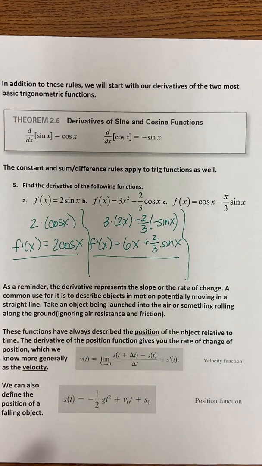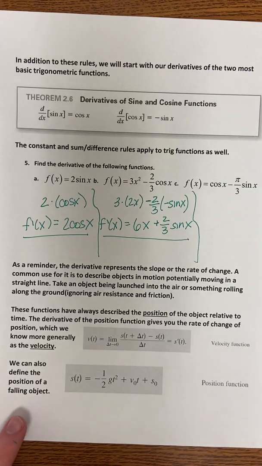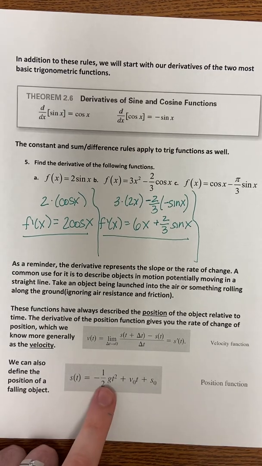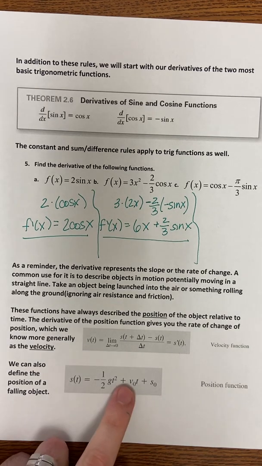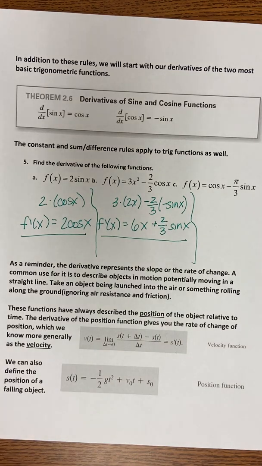We also know that the equation for defining the position of a falling object is negative 1/2 g t squared plus v naught t plus s naught, where g is our acceleration due to gravity, which should be negative 32 feet per second squared in terms of feet, or negative 9.8 meters per second squared in terms of meters. Initial velocity will change depending on how the object is launched. That's what v naught is. And s naught is the initial position, which could be on the ground or it could be in the air. So we can do some word problems using this.